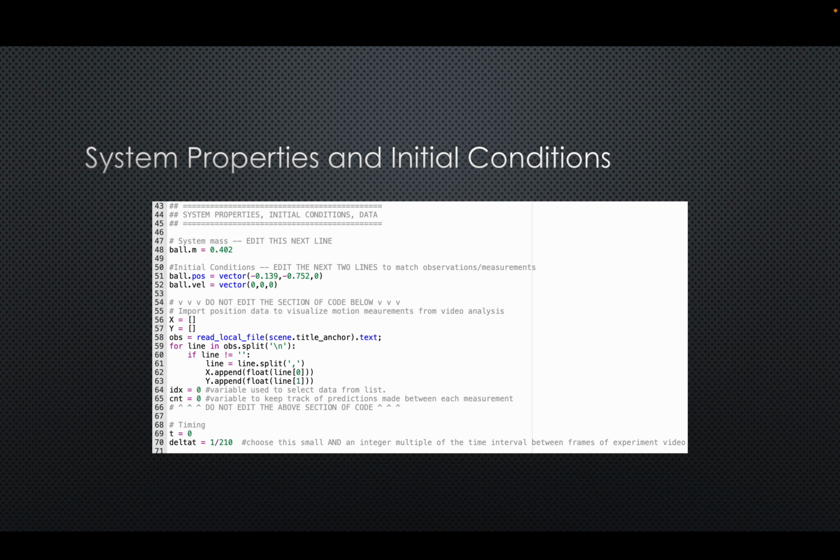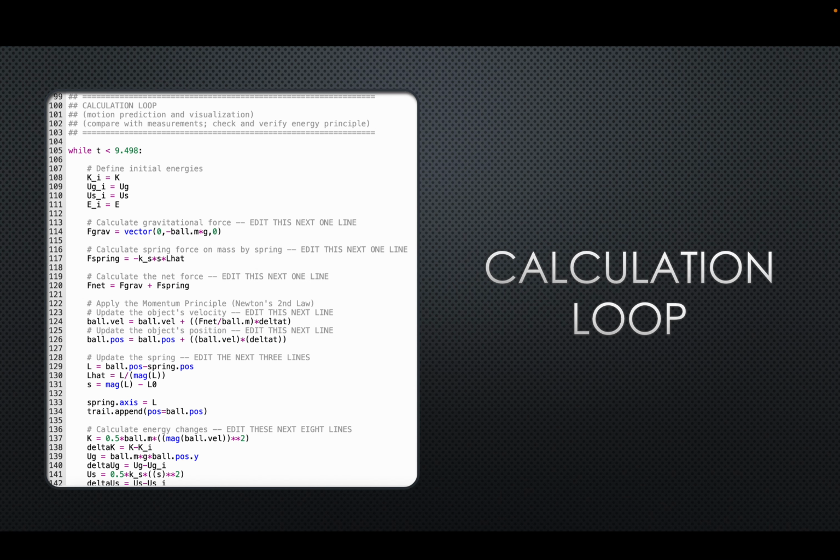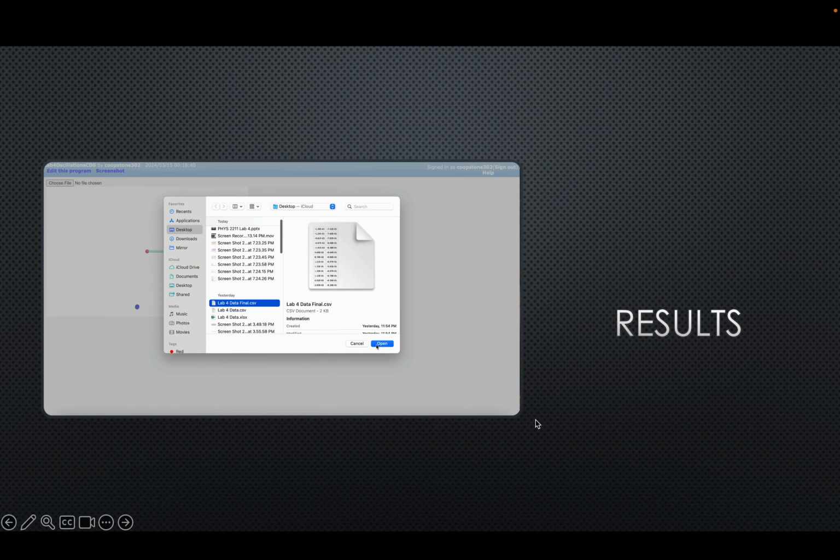Here I set the system properties and initial conditions with the ball mass and initial position and velocity. And I also added interactions, with the spring constant and relaxed length of the spring being given by the video included with the lab instructions. And there you can see I defined kinetic energy, gravitational potential energy, and spring potential energy. Here you can see the calculation loop where I recalculated the force of the spring, force of gravity, and the total force, and then updated the velocity and position according to the position and velocity update formulas before updating the energies as well. And this resulted in a model that looked like this.